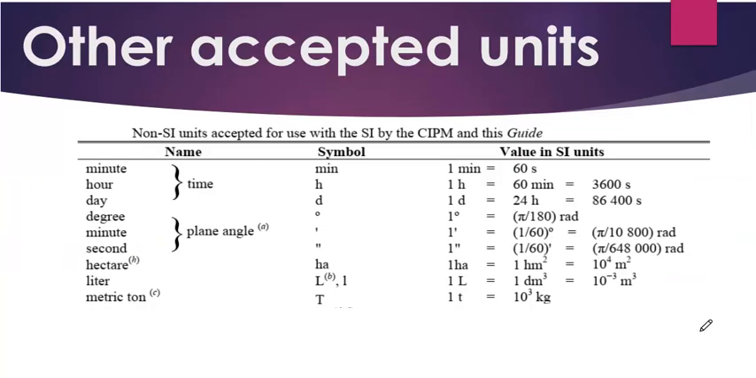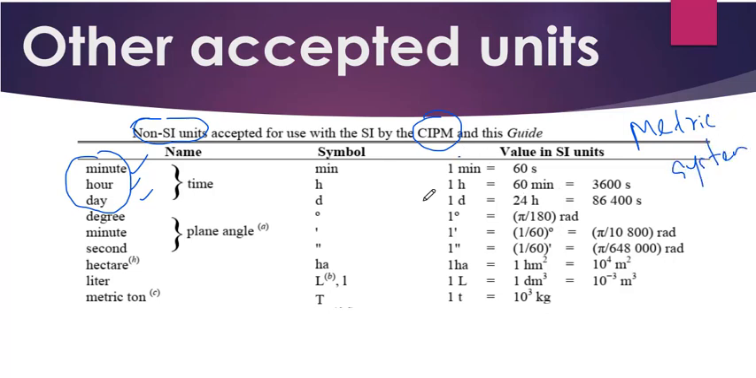Now other accepted units, these are non-SI units, but they are accepted for use with the SI units. This is accepted by CIPM, the International Committee of Weights and Measures, right? Here minutes, hours, days, so we use these units even though they are not SI units, we are using them with the SI unit system. So altogether these non-SI units, derived units and SI units, we call them the metric system. So in this syllabus we are using the metric system.